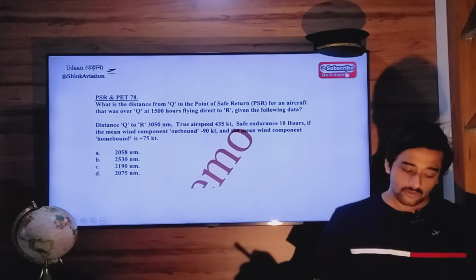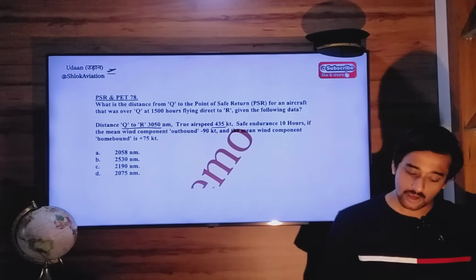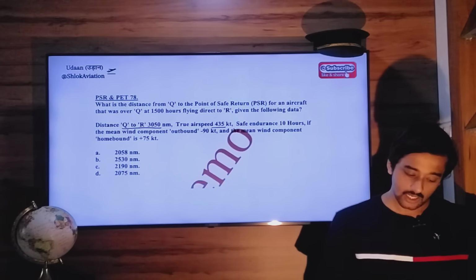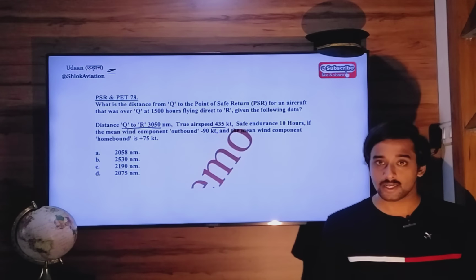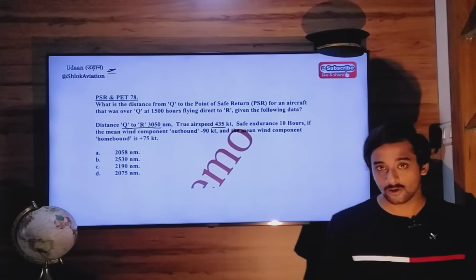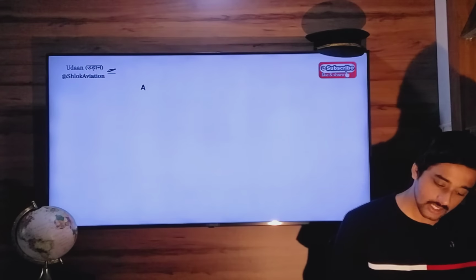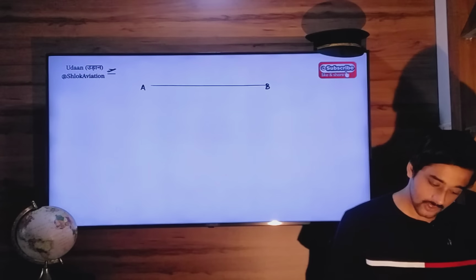Next, what is the distance from Q to the point of safe return? If the distance between departure and destination is 3050, true airspeed 435, endurance 10 hours, wind component on the outbound leg minus 90, and wind component on the homebound leg a tailwind of plus 75. So let's draw the diagram. This is your point A, this is your point B. There is point of safe return here.